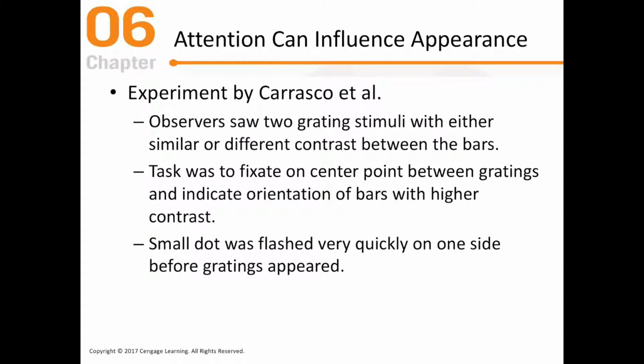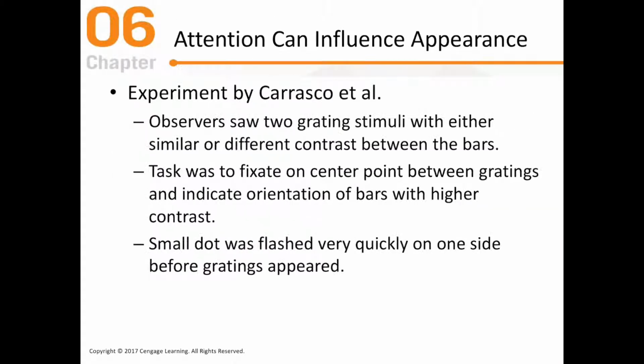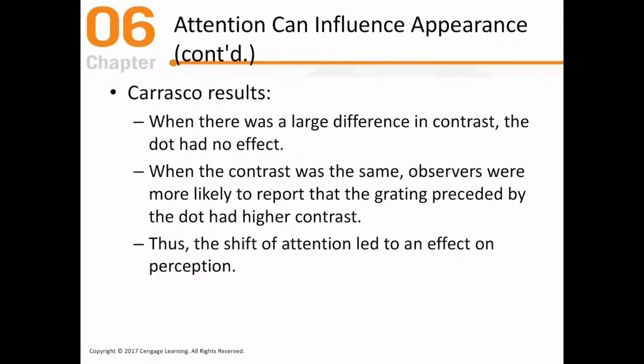And so they had to fixate on the center and then determine the orientation of the bars with the higher contrast. Instead of saying the left one was darker or the right one was darker, they actually had to say out the orientations. And then right before the gratings appeared, of course, there was a cue flashing, and they had to determine whether they were able to actually observe the actual appearance of the gratings when a cue was flashed.